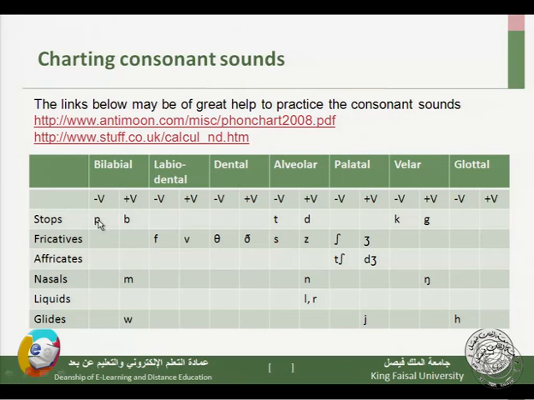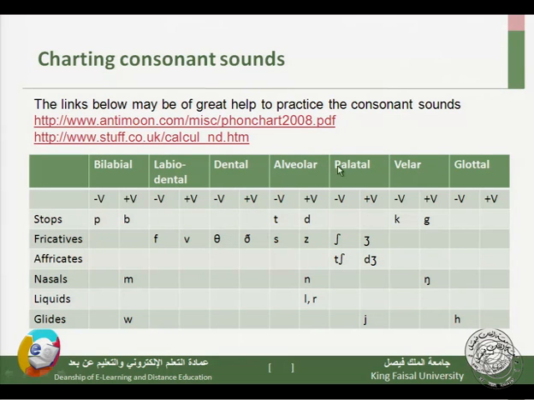So if you can see, the P is a bilabial and it is voiceless. The B is bilabial and it is voiced. Are there any other bilabials? Yes, there are. M and W. Labiodentals, F and V. No others. No other labiodentals. The dentals are Th and Th: the voiceless Th and the voiced Th.